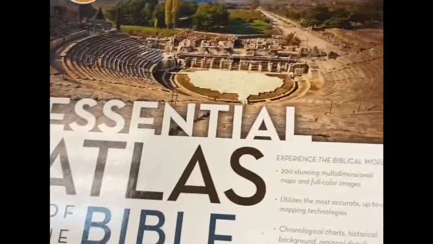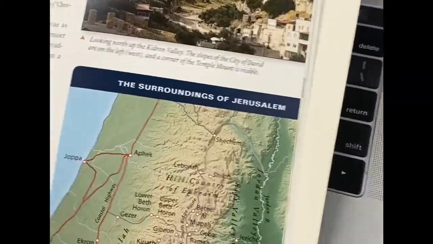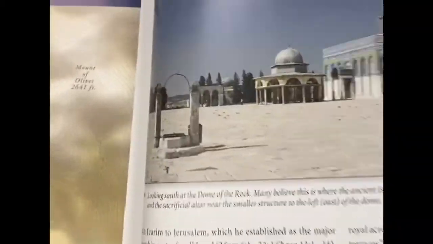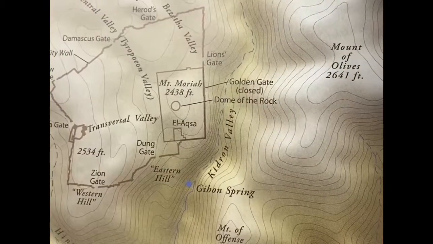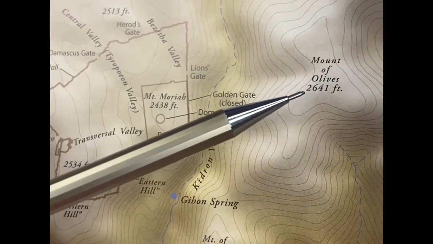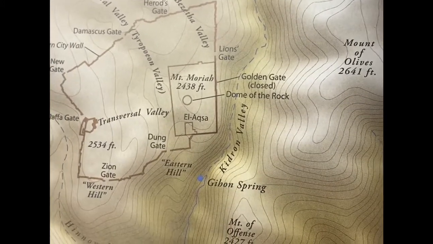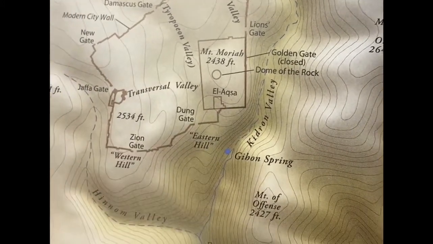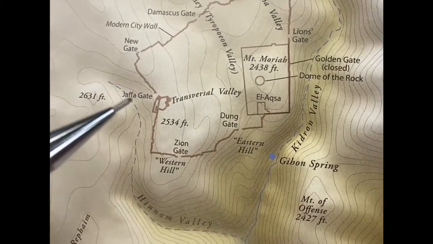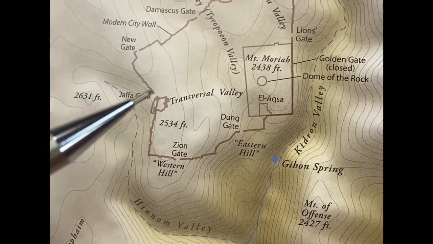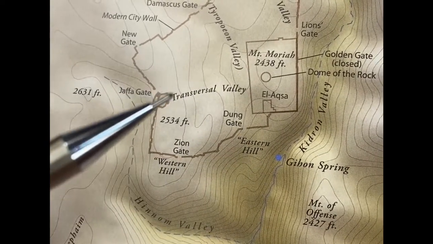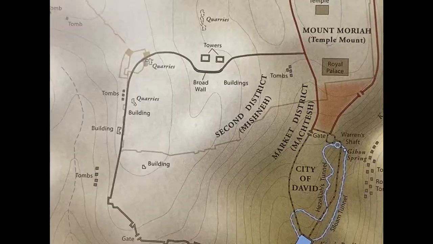And there's another one that I saw. Here's another great book, and I found some things that are really interesting in here about Jerusalem itself. This is it right here. This actually gives some elevations. So the Mount of Olives right here, 2,641 feet above sea level. The Mount of Offense, the Kidron Valley, and you can see this topographical map. The Hinnom Valley, Jaffa Gate, another picture of where we were. They call this a transversal valley, the Tyropoeon Valley right in here. Some great pictures there.